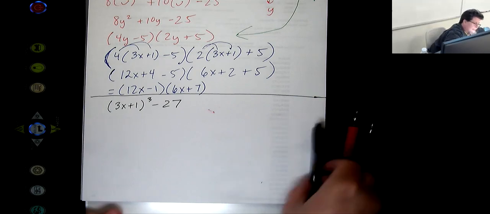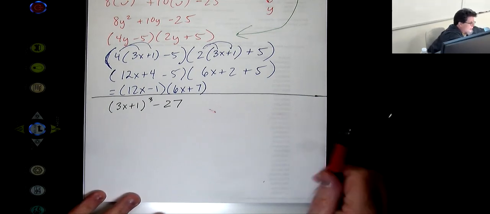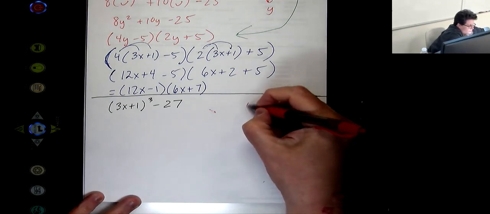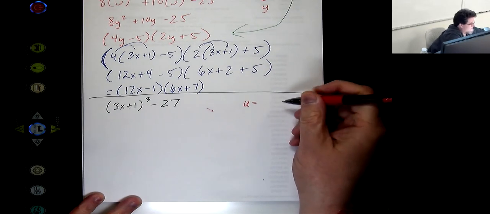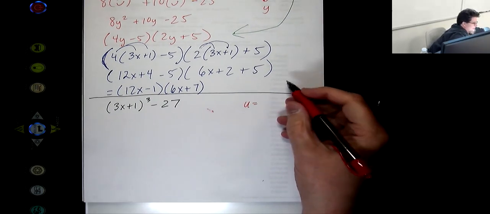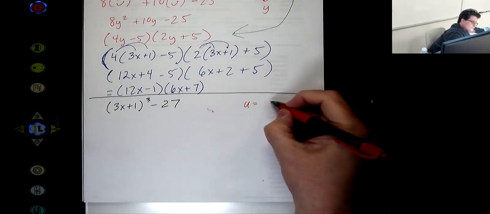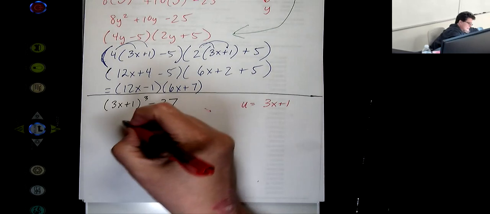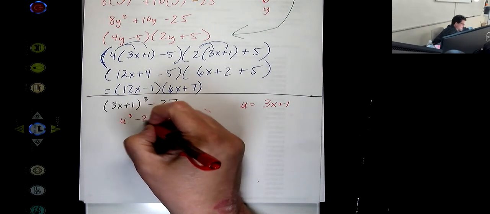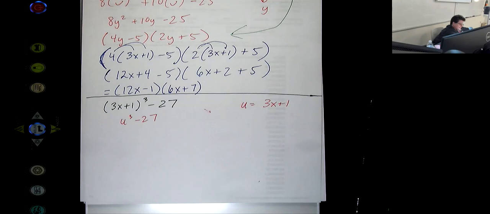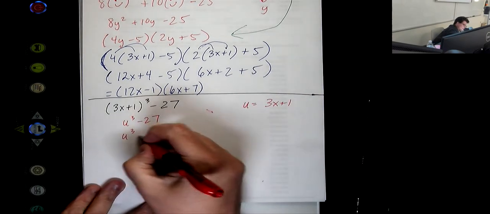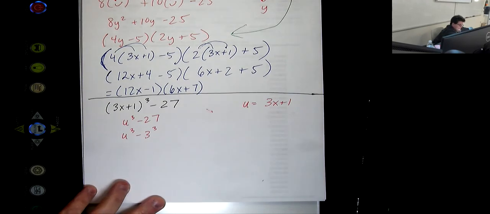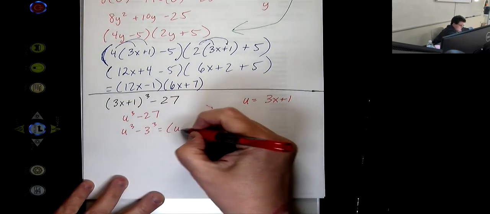Okay, hopefully, what we tend to use rather than y is u. If you go on to calculus, you'll get used to using u as a letter to substitute, because we don't really use u for anything else. U is a lonely place. So we'll use u for my 3x plus 1. And this becomes u cubed minus 27. And now this is the difference of cubes. U cubed minus 3 cubed. Which means I can do that formula.